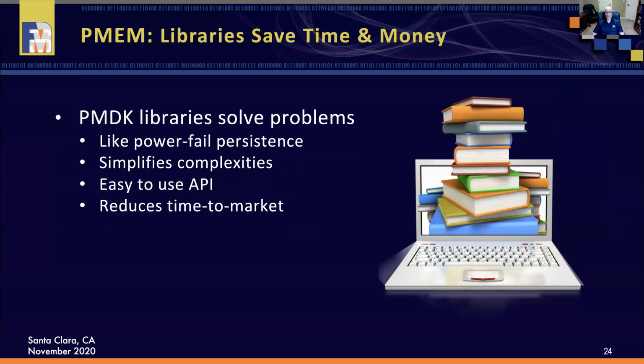Libraries save time and money. They do. The PMDK libraries were designed by Intel, and they've done a really good job on this to simplify a lot of the complexities in programming, like power fail persistence and the easy to use API. There's a lot of good stuff in their APIs.